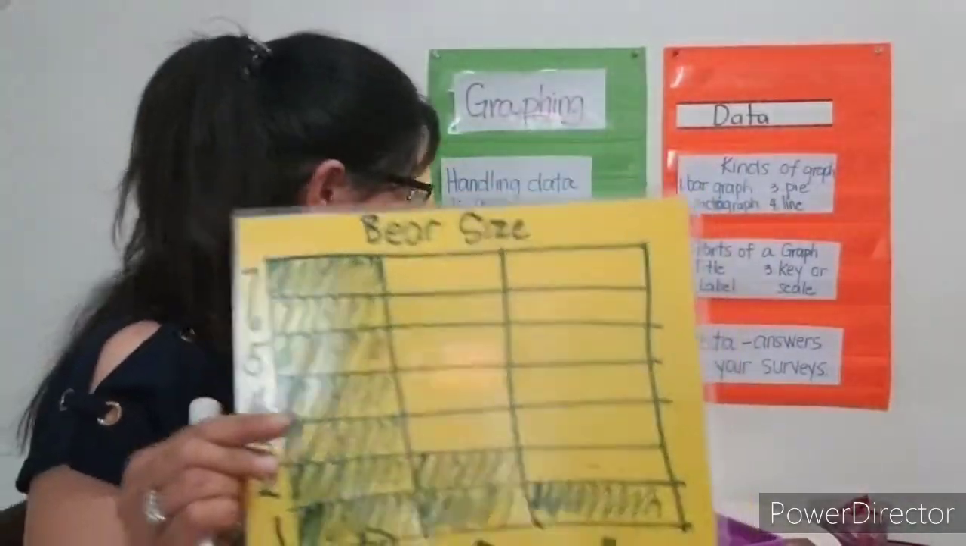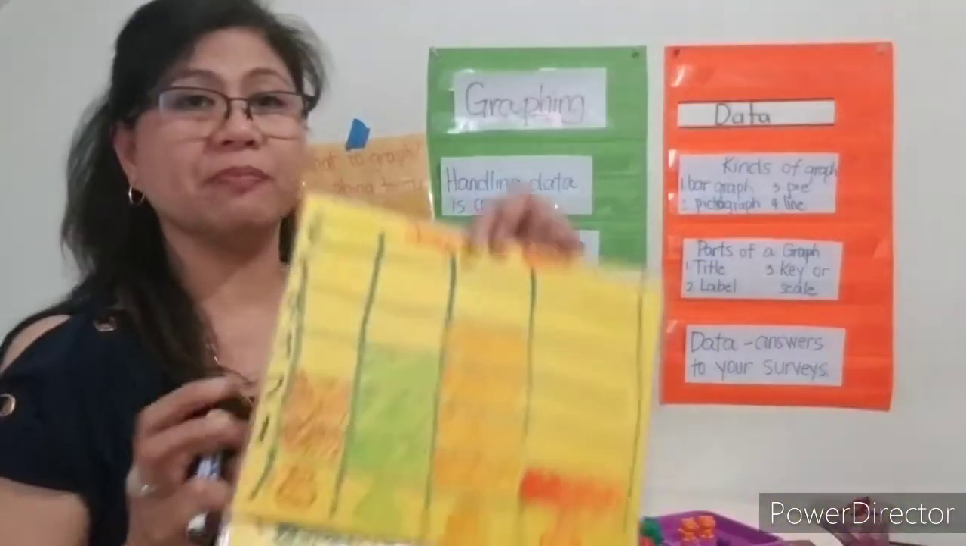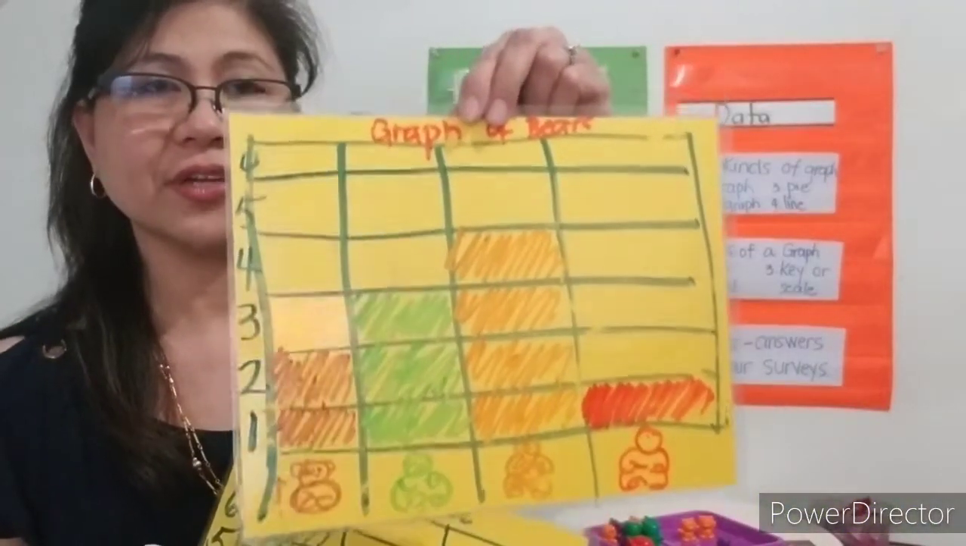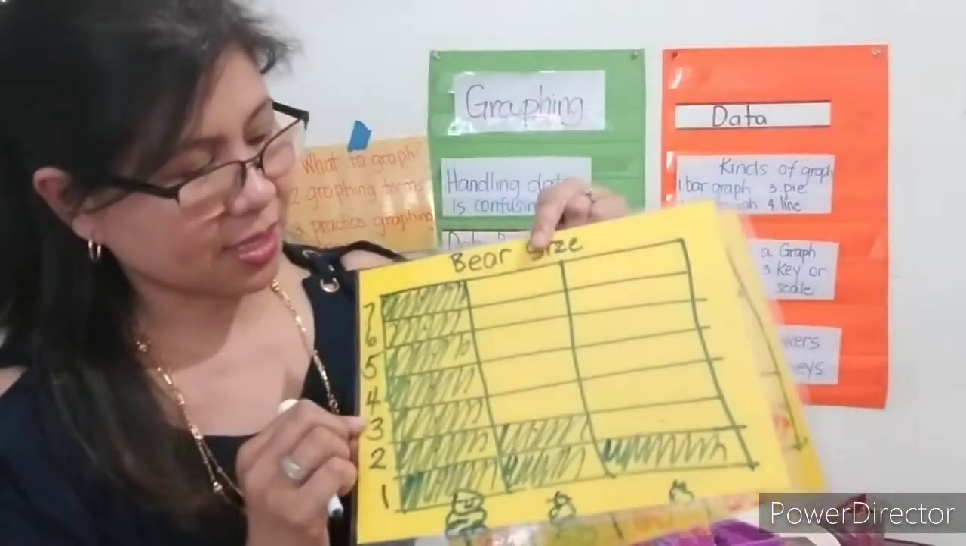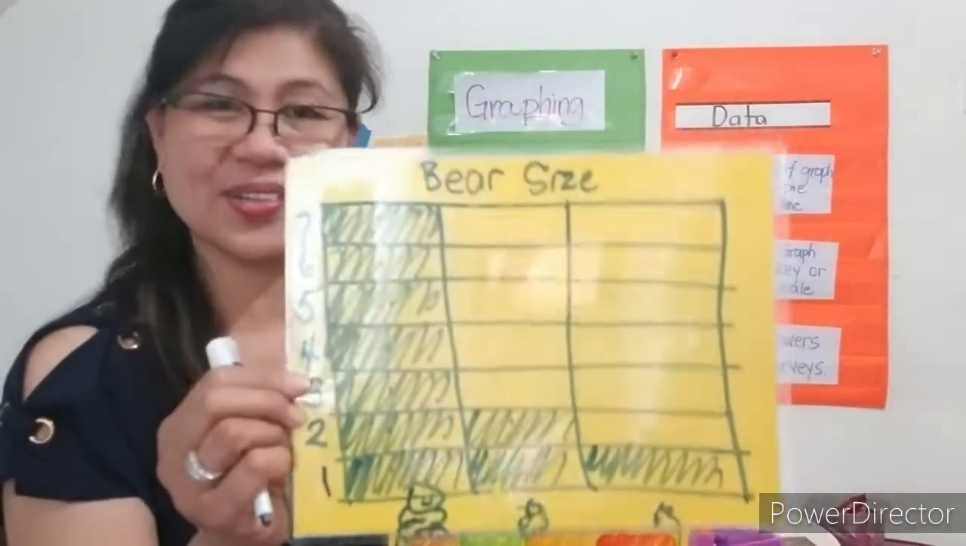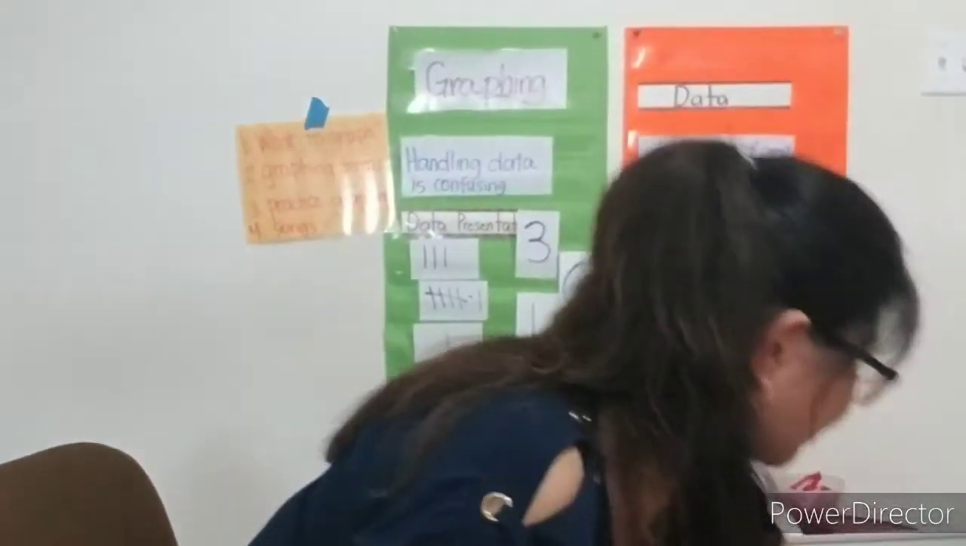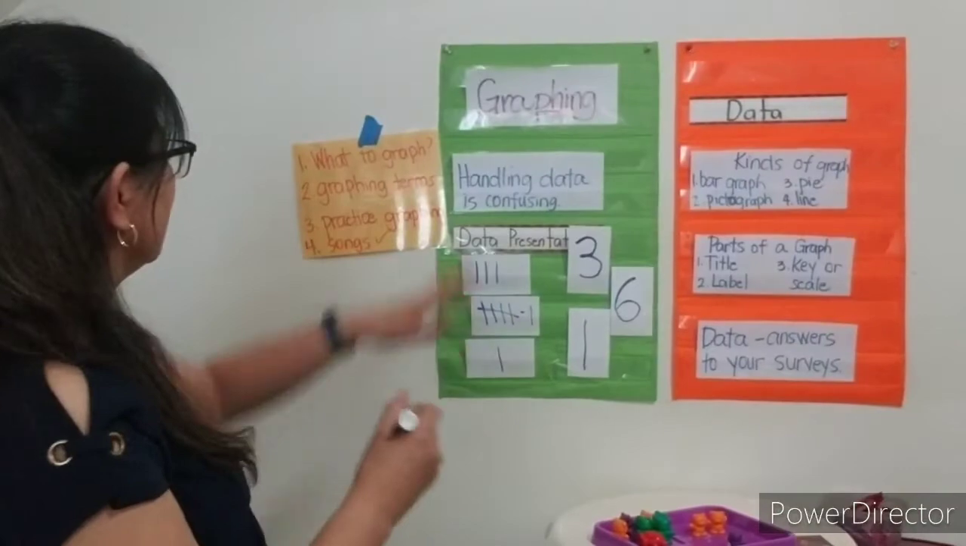Okay, so watch the difference. I use the same number of bears, but the data here is different. This is the bear by color, and this is the graph according to the size, okay? By big, medium, and small.